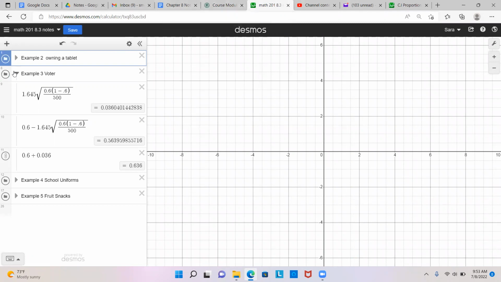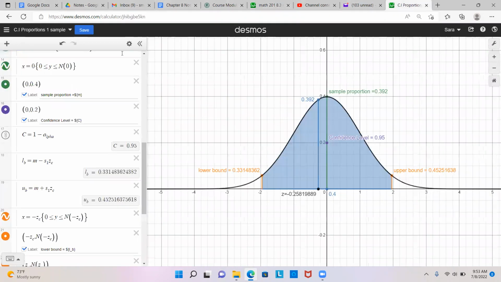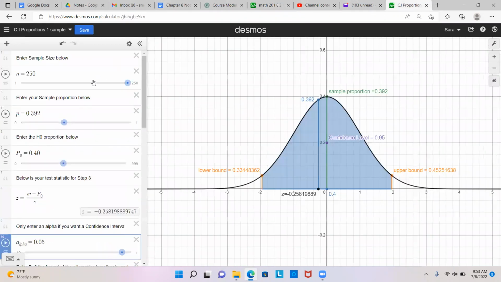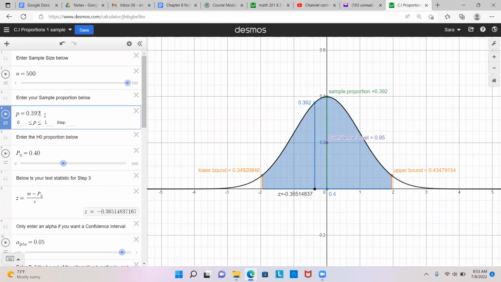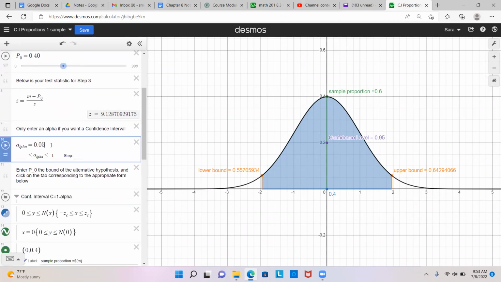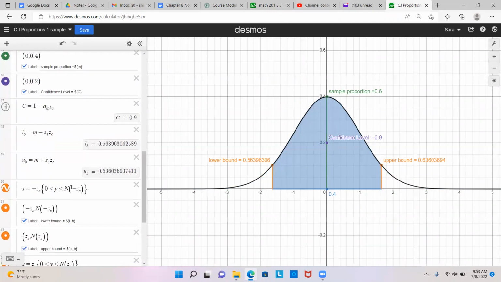Okay, and we can just practice with our little computer program from Desmos. So let's go up here and put in our n was 500. The proportion we came up with for p hat is 0.6. And then the only other thing we need is alpha, and this time alpha is 0.10. Then we can go straight down to our lower and upper, and that validates the lower and upper that we had gotten here. So here's our lower, and here's our upper.